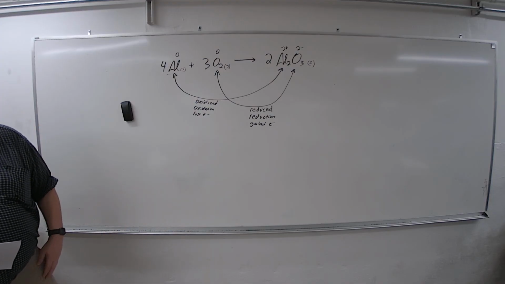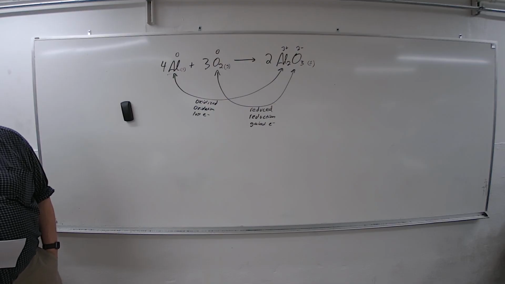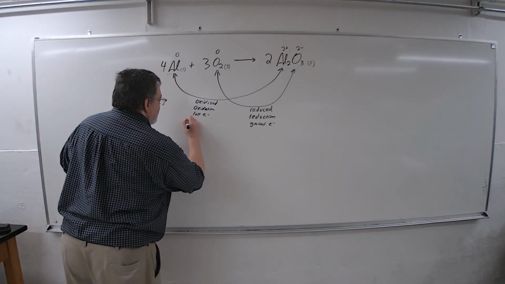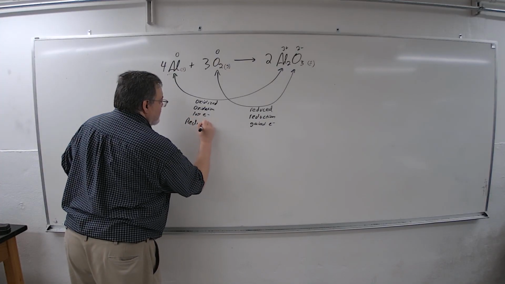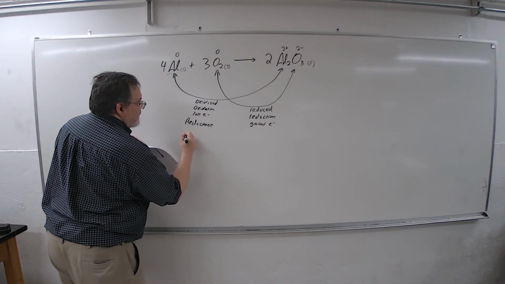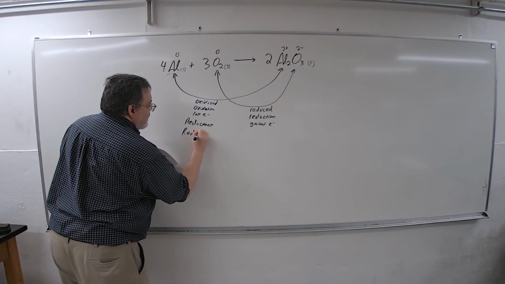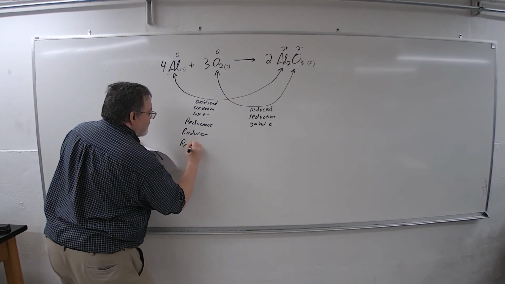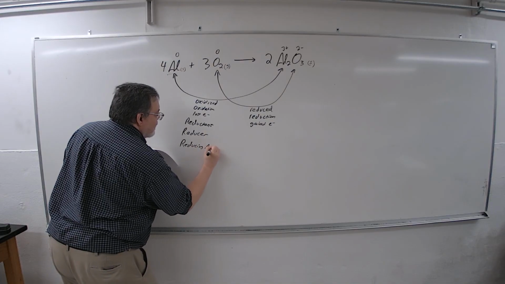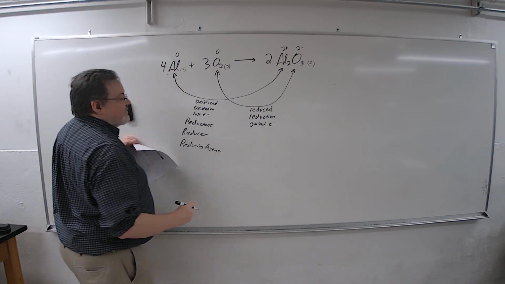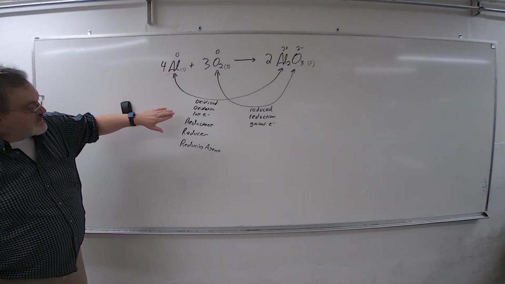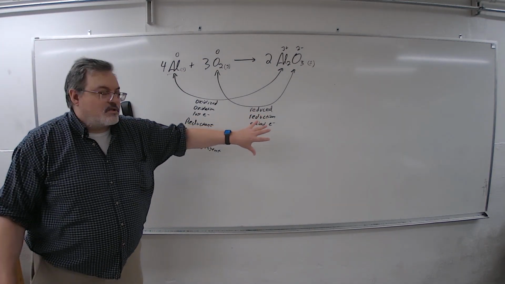And that necessarily means this other thing was oxidized. Aluminum was oxidized, it underwent oxidation, it lost electrons. You okay with that? Definitely going to have questions like this on the test. Which one is the reductant?